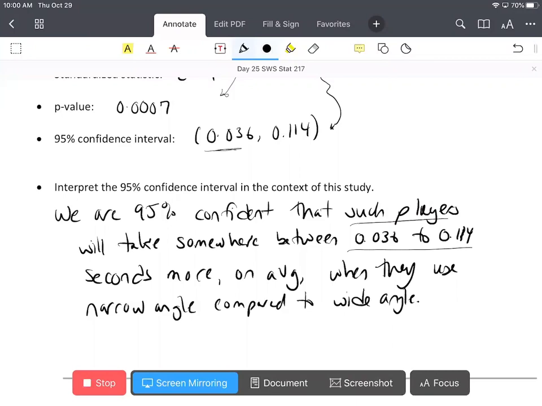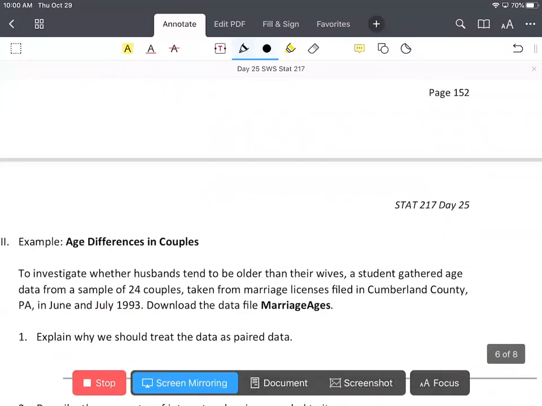From here, you're going to notice there is another example, age differences in couples. The solution is posted, but I would like you to work it on your own. Make sure you really have got this. And that takes care of day 25's lecture.